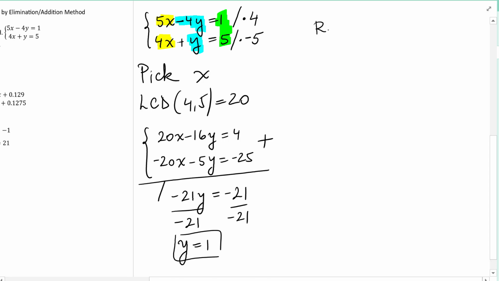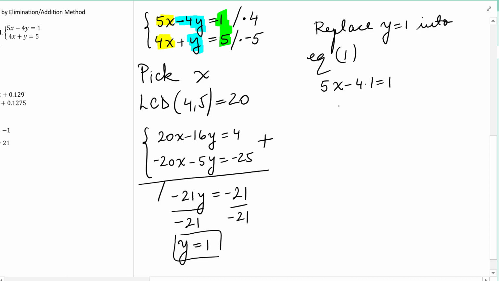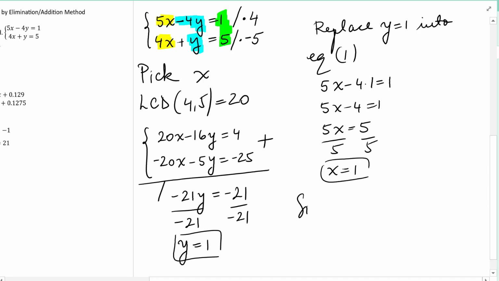Now replace y equals 1 into any of the equations. I'm going to replace it into equation 1, the first equation. So I get 5x minus 4 times 1 equals 1, or 5x minus 4 equals 1. Add 4 to both sides, so we get 5x equals 5, divide by 5, and we get x equals 1. So in other words, the solution is the pair 1, 1.